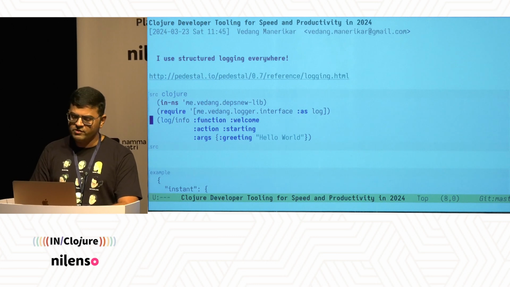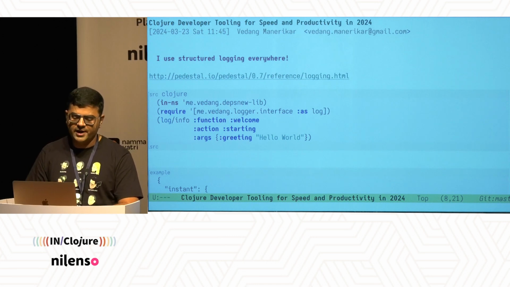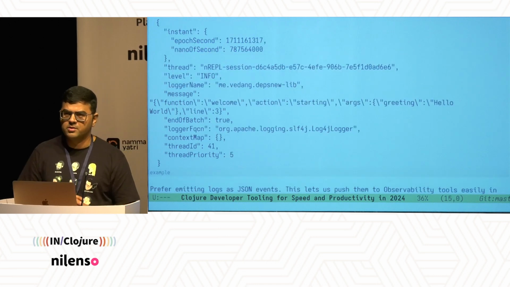This is what logging with Pedestal looks like. There are key value pairs that I'm basically passing to the log function, which are getting pushed out. This is the example of the log line, right? I have prettified it, of course, but this is what is printed out to the REPL, to the console.